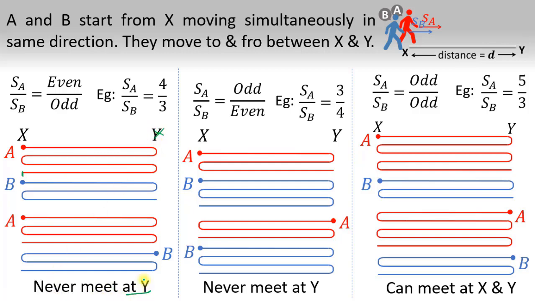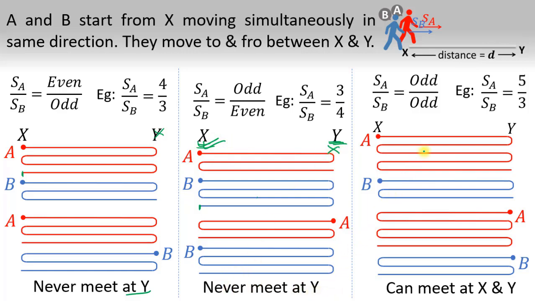Okay. In the odd upon even case, in this second case, B starting from X will always end up at X only. After an even number of rounds, B will end up at X only. Whereas A covering an odd number of rounds will end up at the opposite end. So the meeting will never happen at Y. B will never end up at Y. They will never meet at Y. They will always meet at X only. So they never meet at Y in this second case.